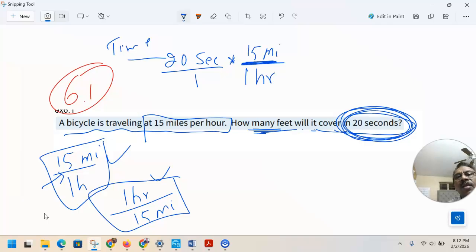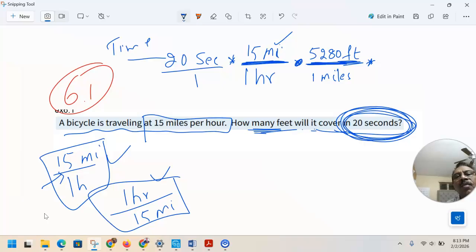Now we also have to change the miles. Mile is in the numerator, so you need to write 1 mile is how many feet. Now the unit rate or the dimensional analysis says 1 mile is 5,280 feet. This is how you're supposed to know. Of course, you have the formulas, and then this part is done.